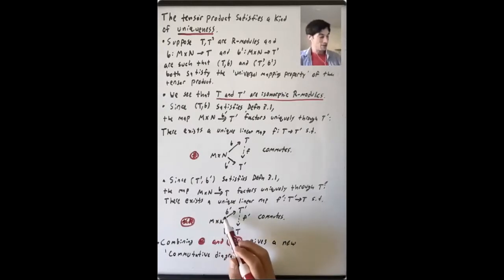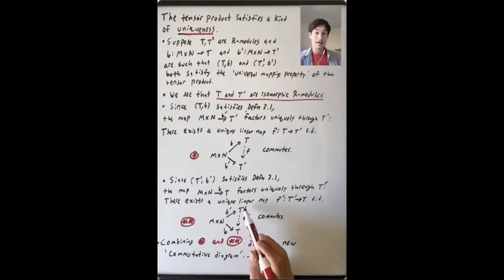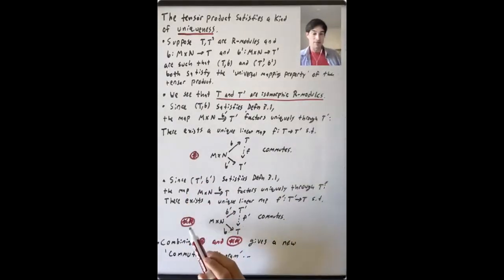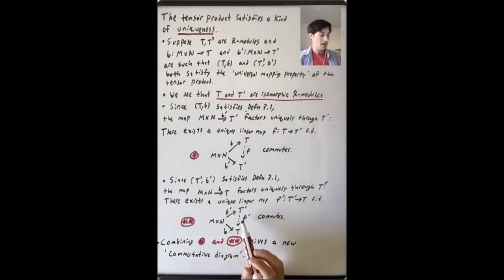So you take M cross N, you apply B prime, then you apply this unique linear map F prime, whose existence is guaranteed by the definition of a tensor product. And what you get when you compose these maps is the same thing as if you had just applied the bilinear map B to your pair in M cross N. And now the idea is we're going to combine these two diagrams, star and star star, to get a new commutative diagram that is going to show us that, in fact, we have an isomorphism between T and T prime. So I'll pause and erase, and I will show you the rest of this uniqueness argument.